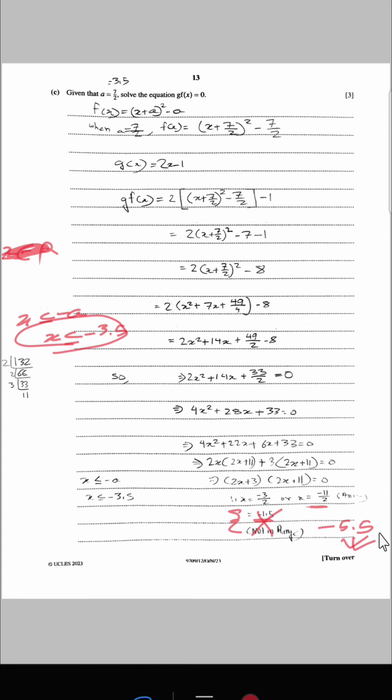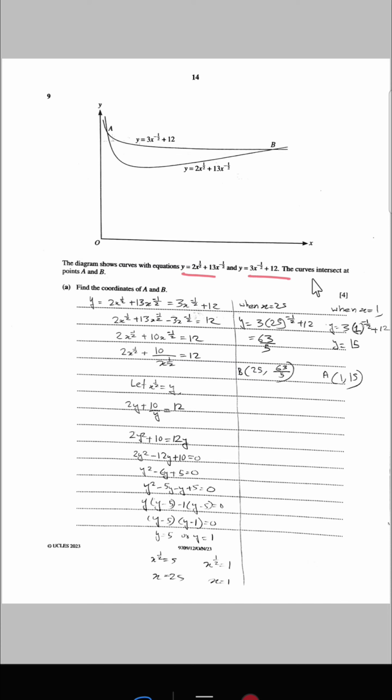The diagram shows the curve y is equal to this expression and y is equal to this expression as the given expressions. The curves intersect at A and B. So these two curves intersect at A and B. Find the coordinates of A and B.